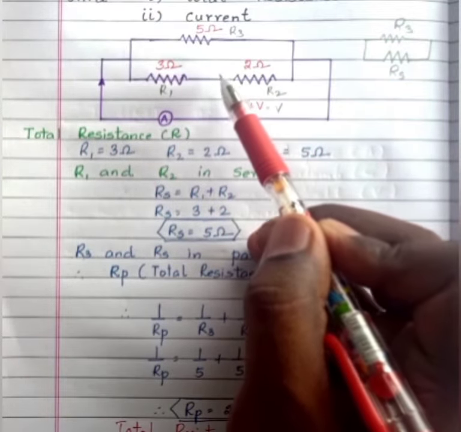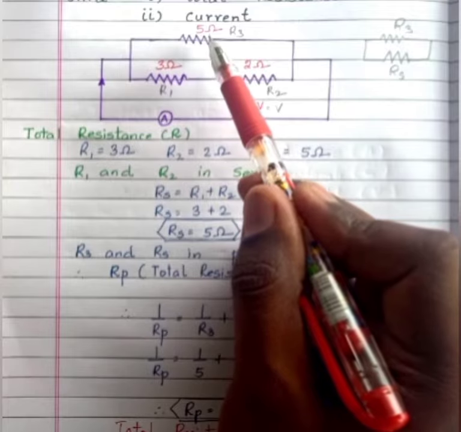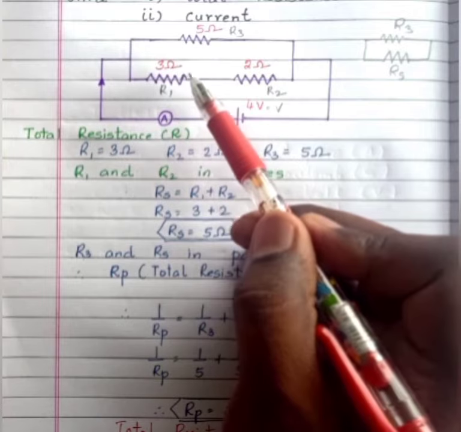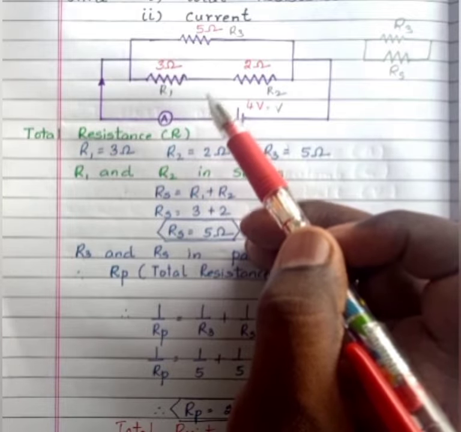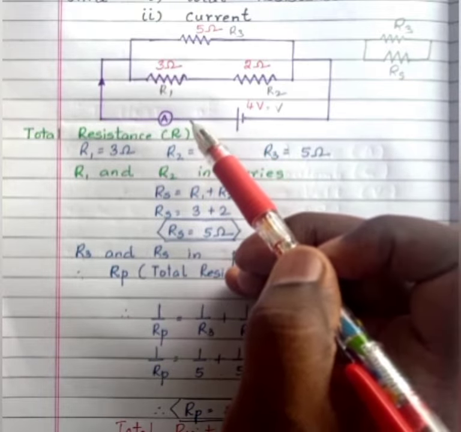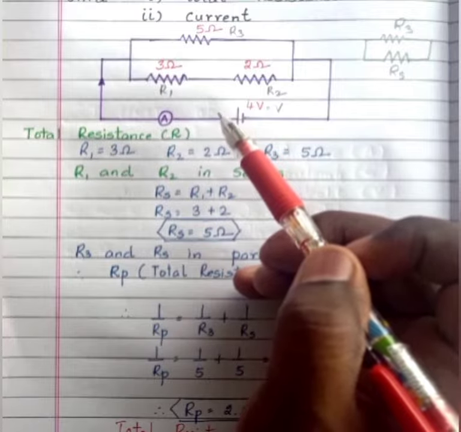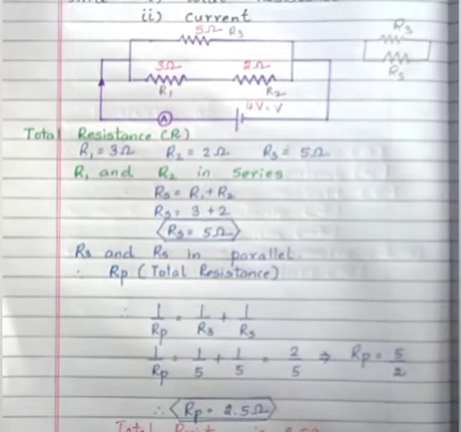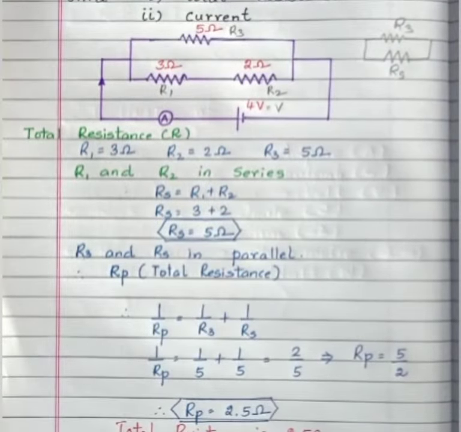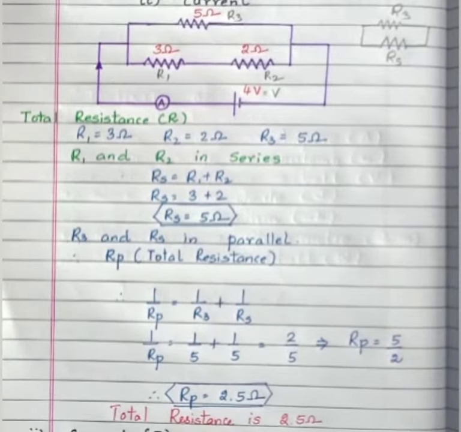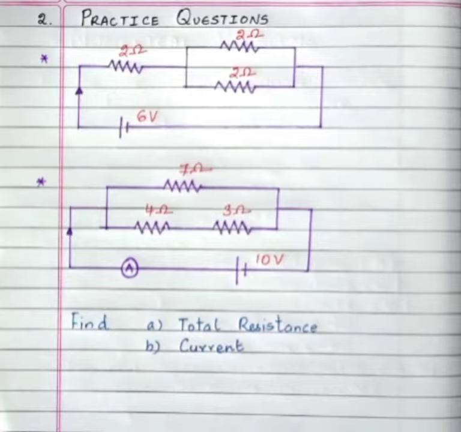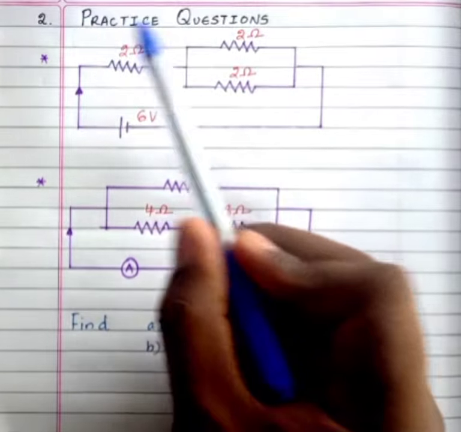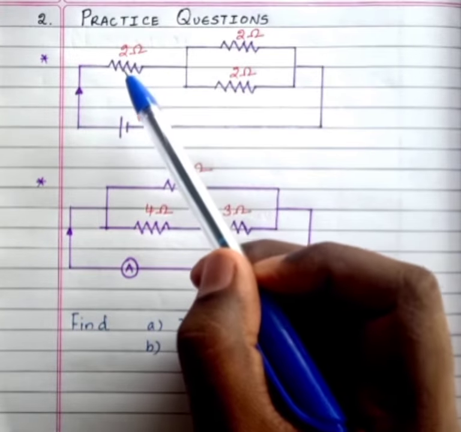Again, a small recap: if you observe the circuit, 3 ohm and 2 ohm are in series, just add to get the effective resistance 5 ohm. Then 5 ohm and 5 ohm are in parallel. Calculate the effective resistance using the formula 1 by Rp equals 1 by R1 plus 1 by R2. We get the total resistance, and using the total resistance and voltage 4 volts, we have calculated the current as 1.6 ampere. A few practice questions.